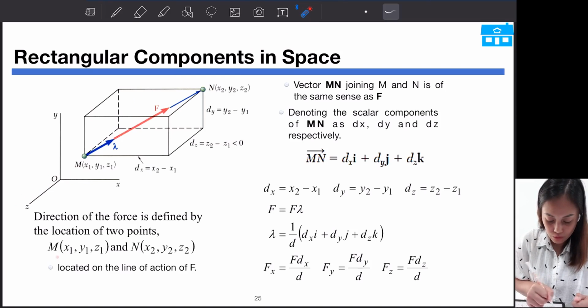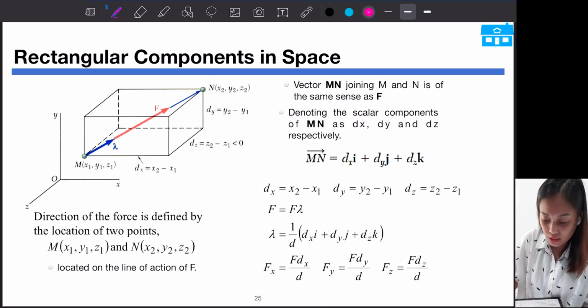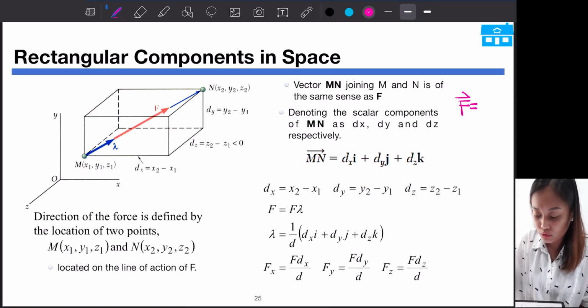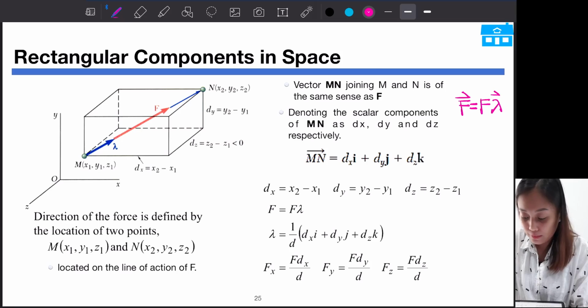These two points have x, y, and z coordinates. The second point, say point N, also has x, y, and z coordinates. Okay. So, our aim is to determine F. So, vector force F is equal to, or we resolve it into its components. To resolve it into its components, we use this equation of vector force F, which is equal to its scalar value F times its lambda, or vector lambda, or its unit vector.